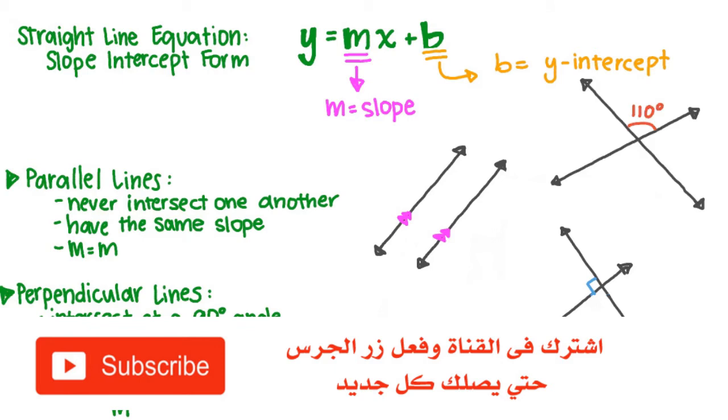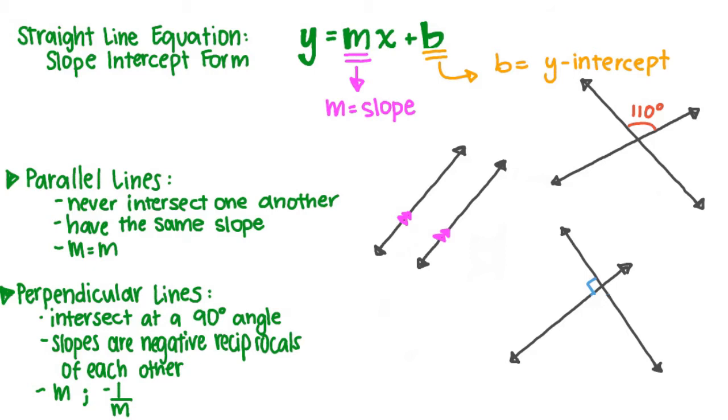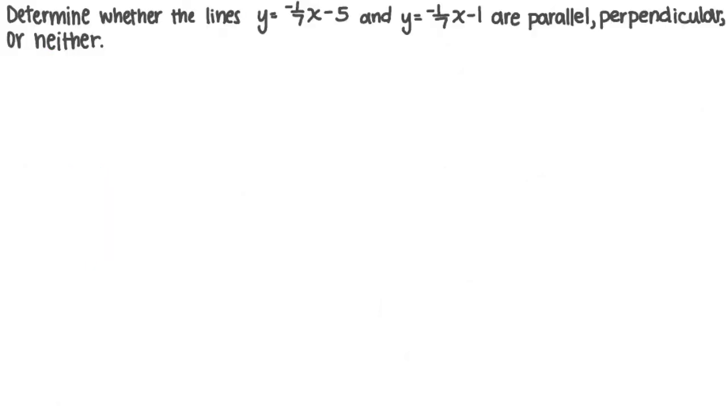It's also worth noting here that there are lines that intersect that are neither parallel nor perpendicular. Lines that intersect, forming any angle besides a right angle, do not fit in the category parallel or perpendicular. Let's use this information to start working with the equations of parallel and perpendicular lines.